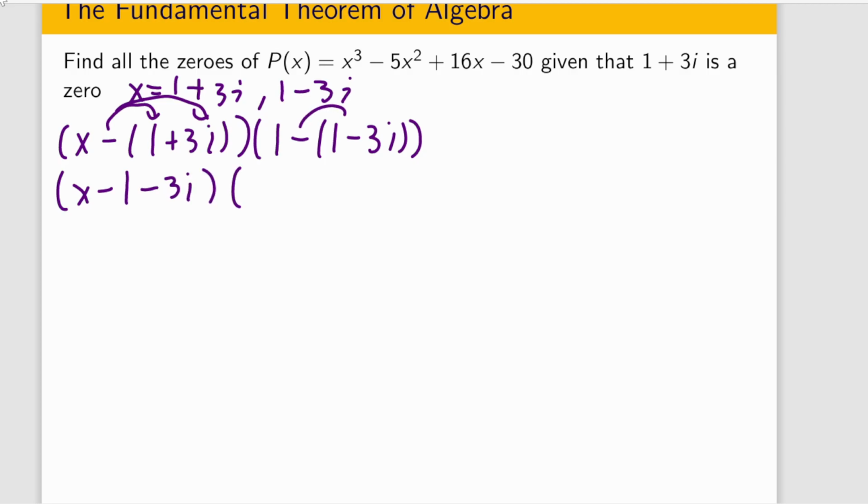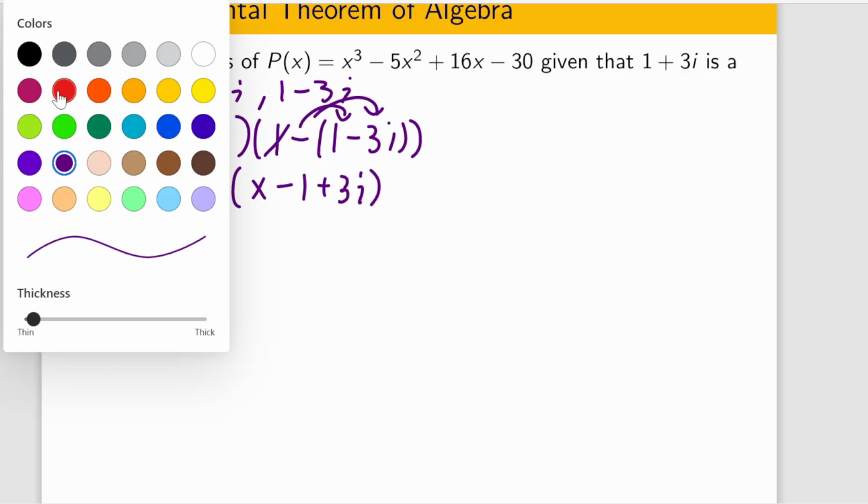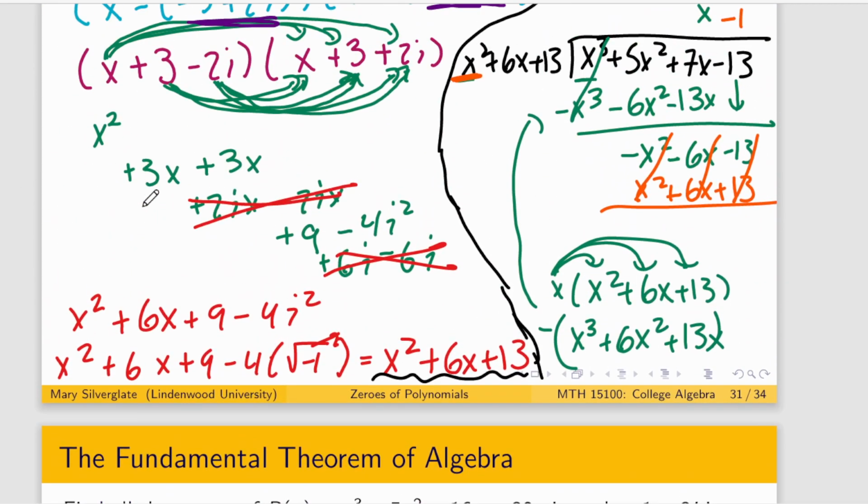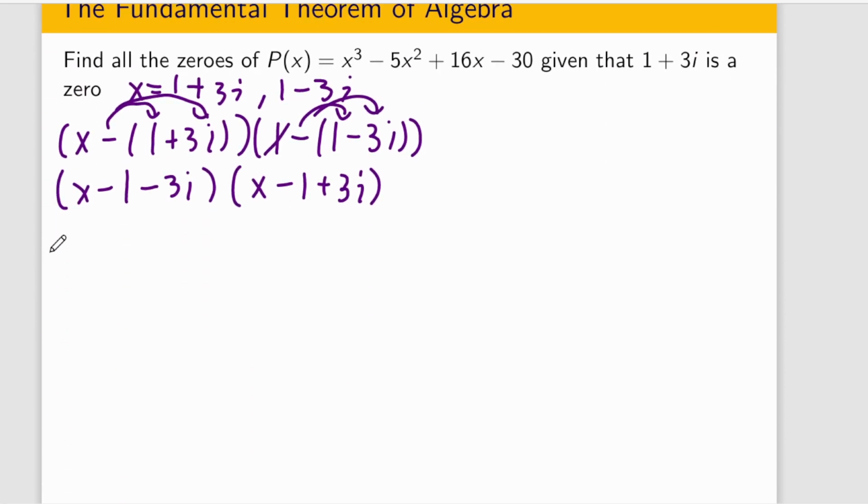Then I want to distribute the other -1. That should be an x, not 1. So we get x minus 1 plus 3i. Now I want to fully expand this out. If I really want to organize my work, I noticed before I had terms that were x squareds, x's, ix's, i's, and constants. So maybe I just want to note that to myself.